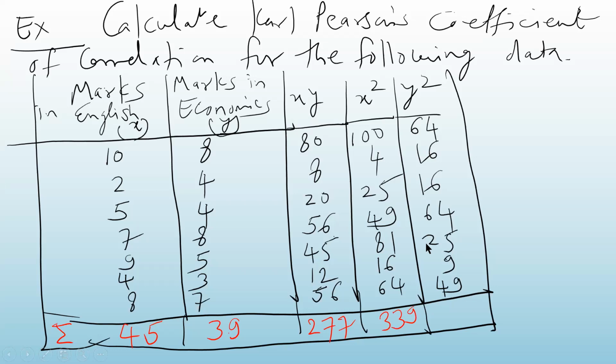Now last one, summation of y square. 64 plus 16 plus 16 plus 64 plus 25 plus 9 plus 49. That gives us 243. Okay. So we have completed the table. Now what we have to do is apply the formula. So let us write down the formula.